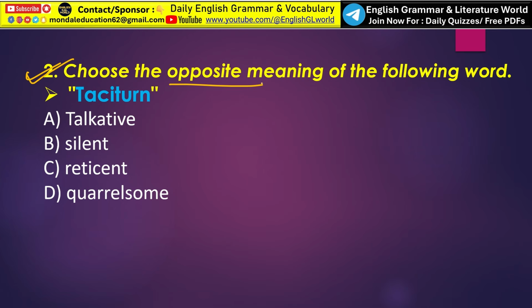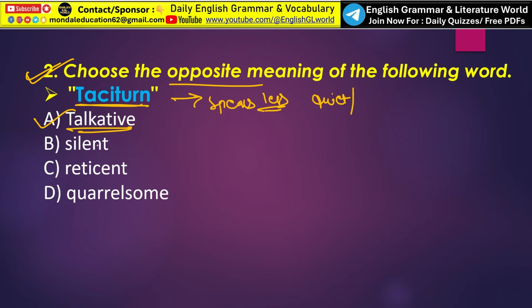Next, look at the second one. Choose the opposite meaning of the following word, and the word is taciturn. So first of all, what is the meaning of the word taciturn? The word taciturn means someone who speaks less. Okay, that means someone who is very quiet and unwilling to talk much. That is called taciturn. So simply the opposite of the word is option A, that is talkative.